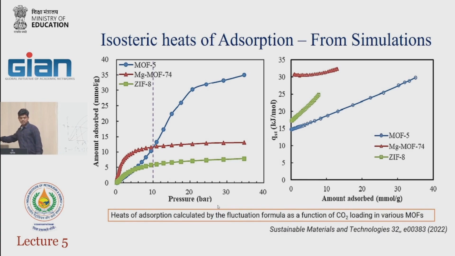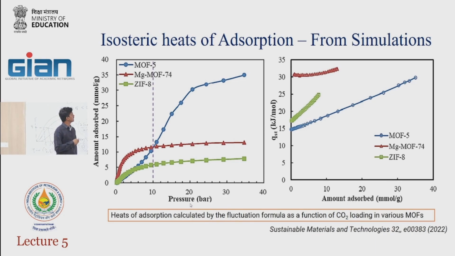So these are isosteric heats of adsorption in different MOFs, which are calculated using simulations again. You can see one interesting thing here. This is CO2 adsorption in different MOFs. On the left hand side, what we have is the adsorption isotherm. These adsorption isotherms in 3 different MOFs have 3 different characteristics. You can see this one in green and the one in red, which are ZIF-8 and MOF-74. They follow Langmuir kind of adsorption isotherms. That means type 1 adsorption isotherms, you can see clearly.